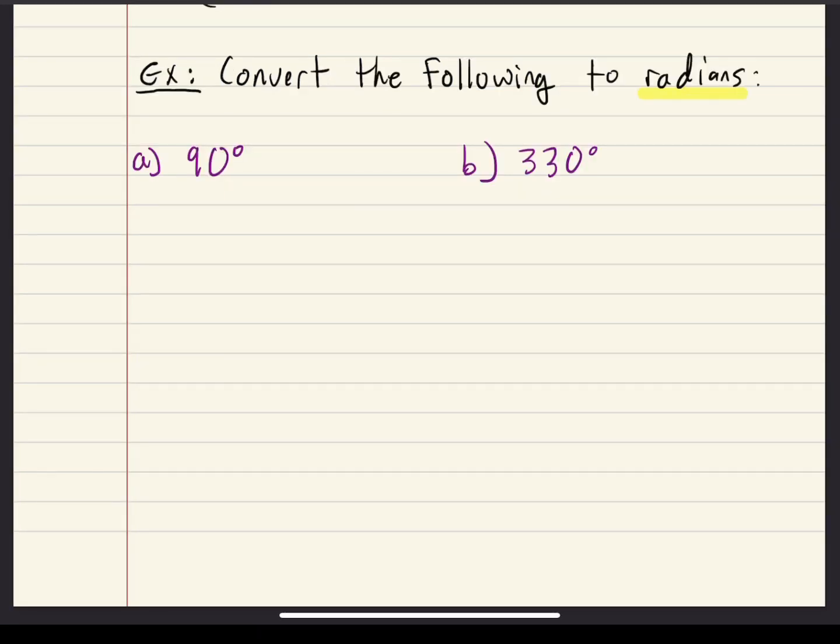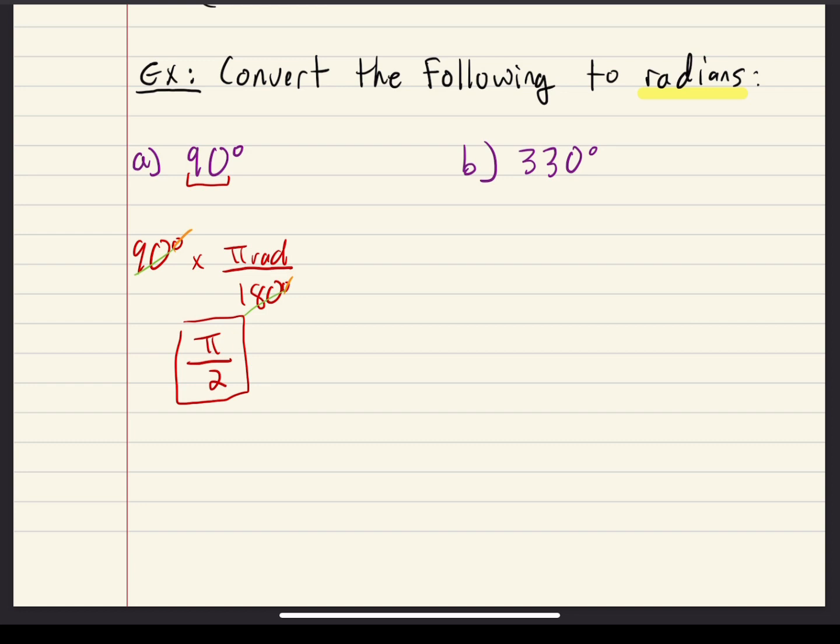So let's say I'm asked to convert the following to radians. So I've got 90 degrees here. This is the angle given. So it would be 90 degrees multiplied by pi rad over 180 degrees. Our degrees would cancel out. The 90 and the 180 would simplify. You would divide each side by 90. And that would leave us with pi over 2, because 180 divided by 90 is 2. And so this would be the conversion of 90 degrees into radians.